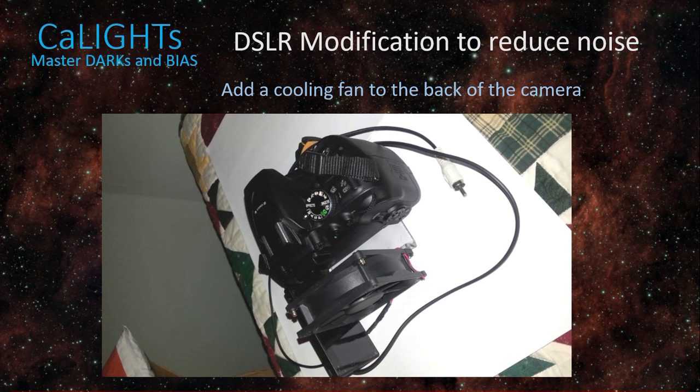So here is a camera modification that you can do yourself. It will cut the dark current in half. Because it's blowing ambient air out of the camera, there's no risk of causing condensation to occur inside the camera. Okay, let's carry on with our camera comparisons.